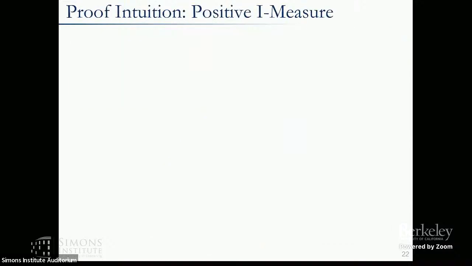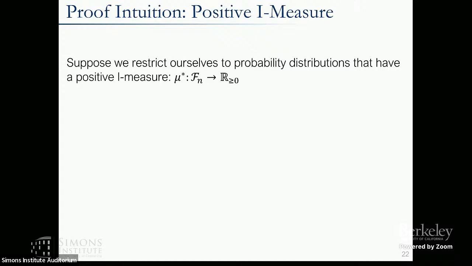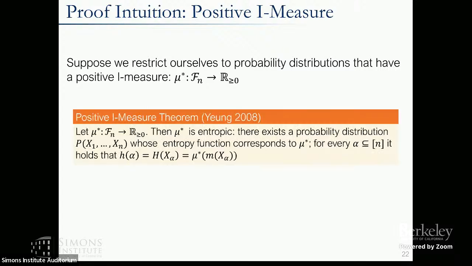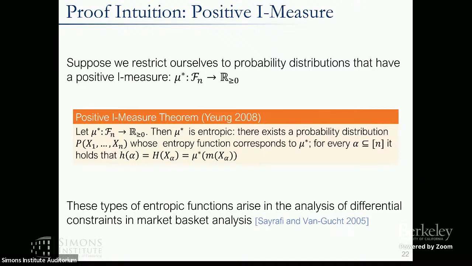Okay, so in order to provide the proof intuition, I will restrict myself to talking about only those probability distributions that have a positive I measure. This is a very heavy restriction, but I make it just to show the intuition behind the proof. Basically, why am I doing this? Because it was shown that if we define an I measure where everything is always positive, basically we can think about assigning a positive value to all of the atoms, then we are necessarily going to have something that represents an entropic function, meaning it's going to correspond to a probability distribution. Okay, so this is a theorem by Yeung. I will also say that although this is a very heavy restriction, there are certain applications that arise in which these functions are relevant, especially in the analysis of constraints in market basket analysis, which is important in data mining.